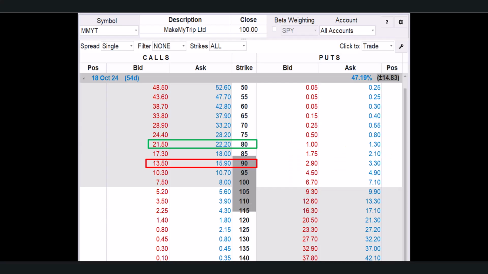Now we want to review a call option debit spread, aka a vertical call spread. For this spread, we want to buy to open the MMYT October 18 80 strike call and sell to open the MMYT October 18 90 strike call. We're going to base our entry prices on the midpoint between the bid and ask prices. That means we'll buy the 80 call for $21.85 and sell the 90 call for $14.70. $21.85 minus $14.70 equals $7.15. So the entry price or debit cost for the spread is $715.